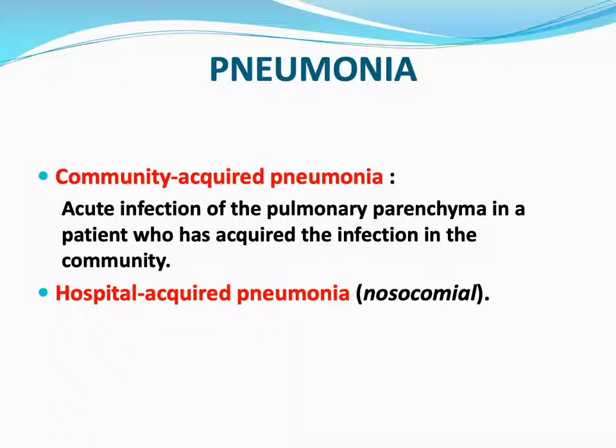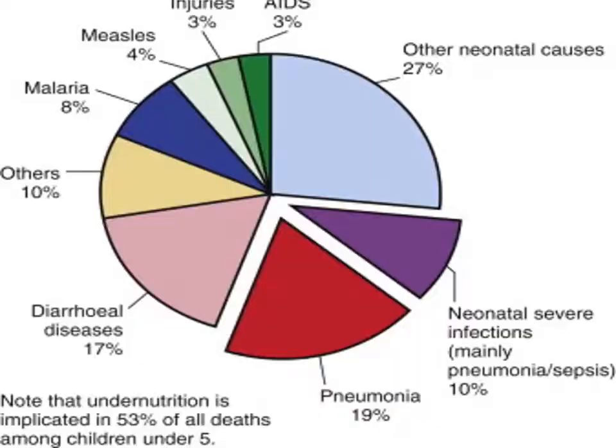Pneumonia. It's either community-acquired pneumonia, an acute infection of the pulmonary parenchyma in a patient who has acquired the infection in the community, or hospital-acquired pneumonia, which is called nosocomial pneumonia. As you can see here in this pie chart, pneumonia constitutes 19% of mortalities in children below 5 years of age, excluding those in the neonatal period.